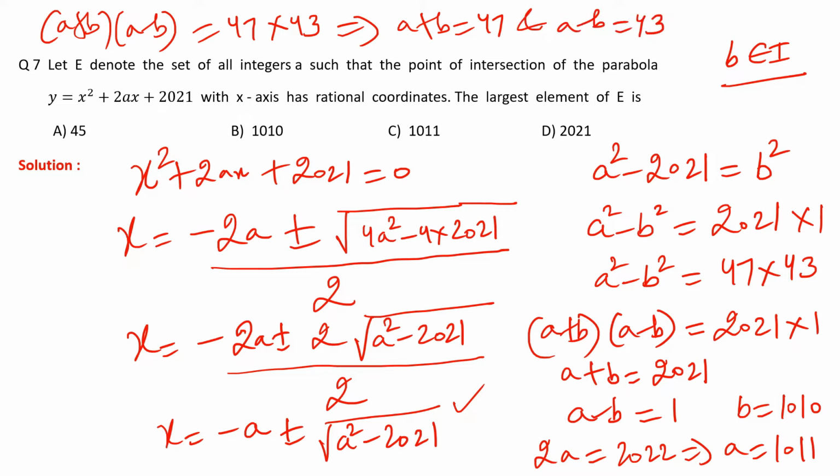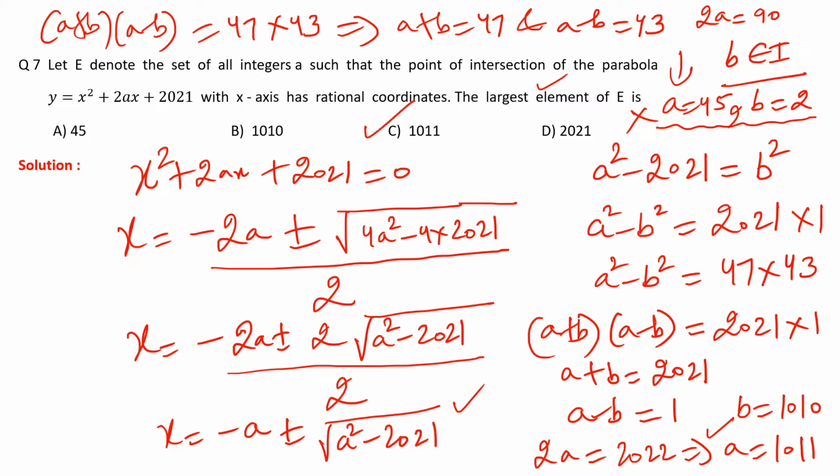We get 2a as 90 or a as 45. If a is 45, clearly b is equal to 2. Now, ultimately, we wanted the largest value of a, largest integral value of a, right? So that means a equal to 45 will be rejected, and now we'll be accepting a equal to 1011. So that means option C is the correct one.